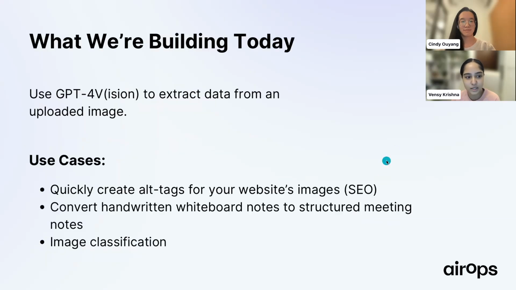Today, we're going to be building with the GPT-4 Vision to extract data from an uploaded image. As you can imagine, it opens a ton of use cases for you, including creating alt tags for your website's images for SEO purposes. This is something that we're going to show you how to do on your Webflow-based websites today, incidentally. But other use cases can be converting handwritten whiteboard notes to structured meeting notes, image classification accurately and quickly, and so on. And I'm sure you can come up with hundreds of more use cases for your daily work.